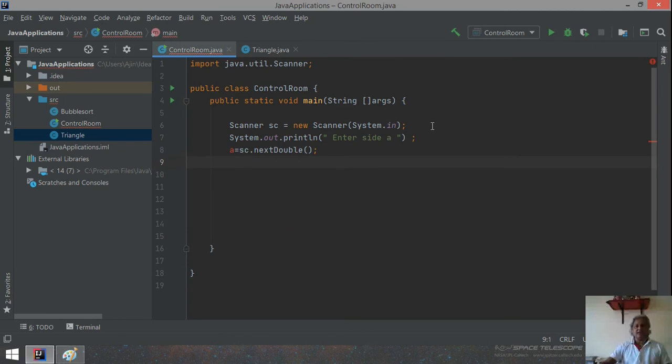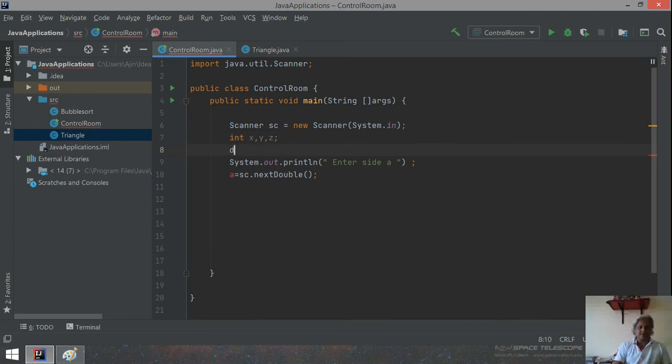So now I go back into the constructor just to check this part. Here I have already created the scanner class, and then I need some double values and some sides. So int x, int y, int z, or I can write in one line only, int x, y, z, and double angle.